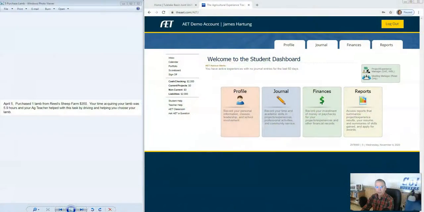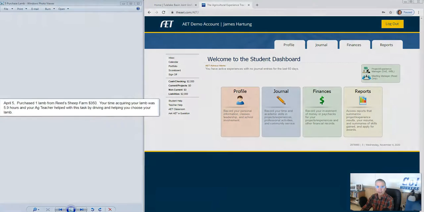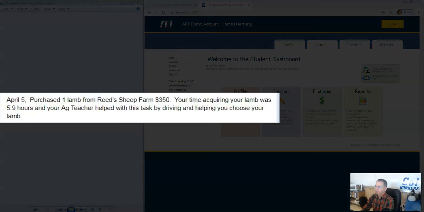Here in this lesson, AET video 8, we will now purchase our show lamb for our supervised agricultural experience, otherwise known as an SAE. First up, let's take a look at the transaction. April 5th, purchased one lamb from Reed's Sheep Farm for $350. Your time acquiring your lamb was 5.9 hours, and your ag teacher helped with this task by driving and helping you choose your lamb.